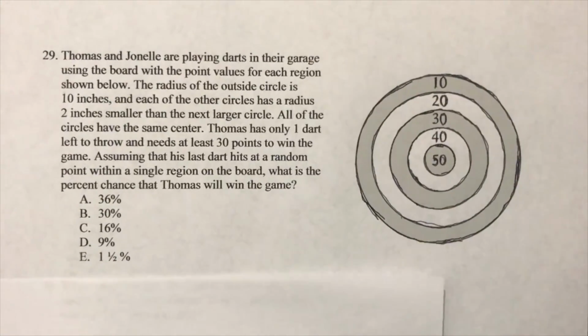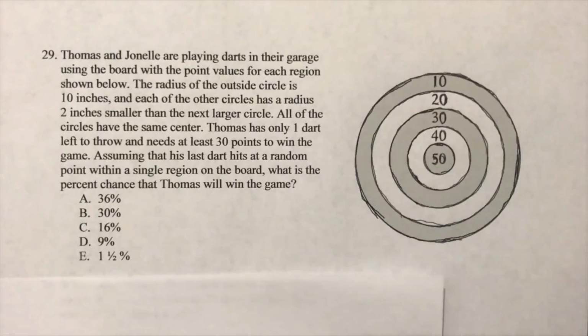Thomas and Janelle are playing darts in their garage using the board with the point values for each region shown below to the side here. The radius of the outside circle is 10 inches, and each of the other circles has a radius 2 inches smaller than the next larger circle. All of the circles have the same center. Thomas has only one dart left to throw and needs at least 30 points to win the game. Assuming that his last dart hits at a random point within a single region on the board, what is the percent chance that Thomas will win the game?